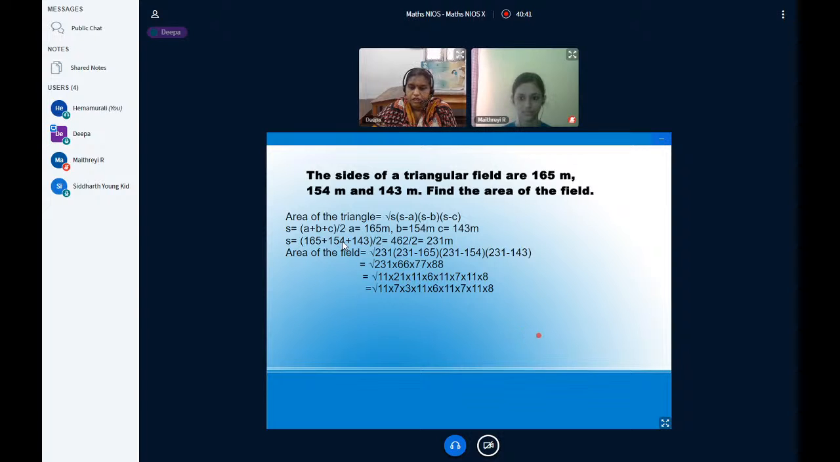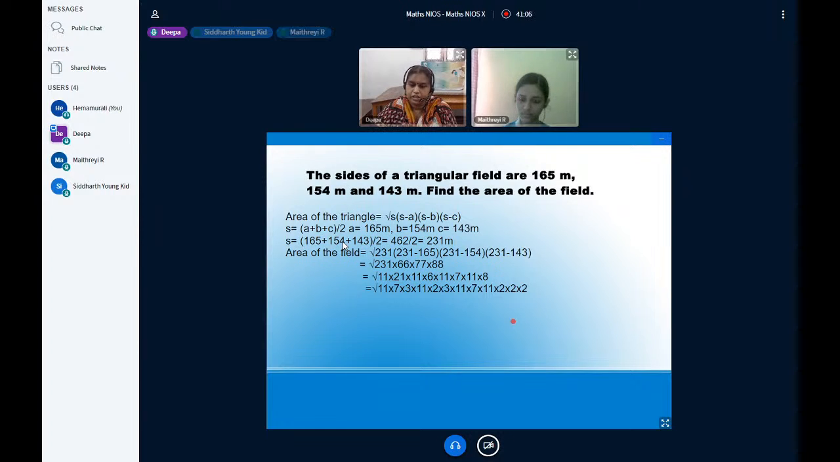Then this 6 also we can change as 3 into 2, so everything we can make it square. 8 also we can split. How can we split? 2 into 2 into 2 into 2. 4 2s are 8.